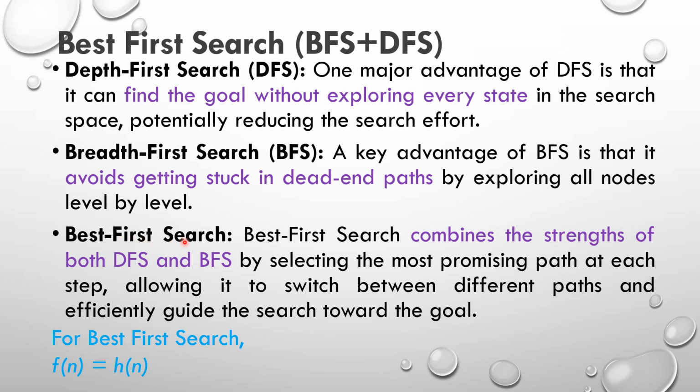So best first search algorithm contains both the advantages of DFS and BFS. So it is the combination of breadth first search and depth first search algorithm. It combines both the advantages. It selects the most promising path at each step, allowing it to switch between different paths and efficiently guide the search towards the goal and give the best solution. For the best first search algorithm, function value f of n only depends on heuristic value, that is h of n.